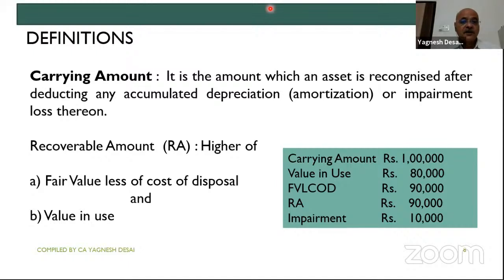Now, for all assets and few other assets. Now there is one thing: impairment is normally to be done.